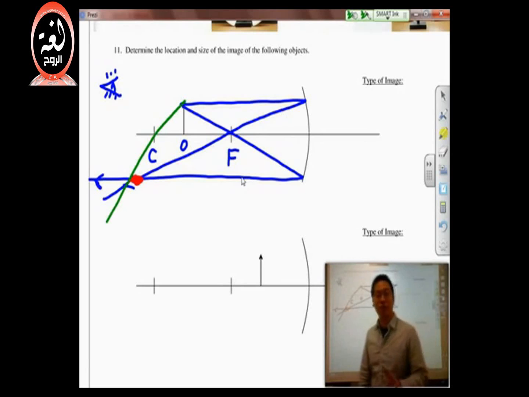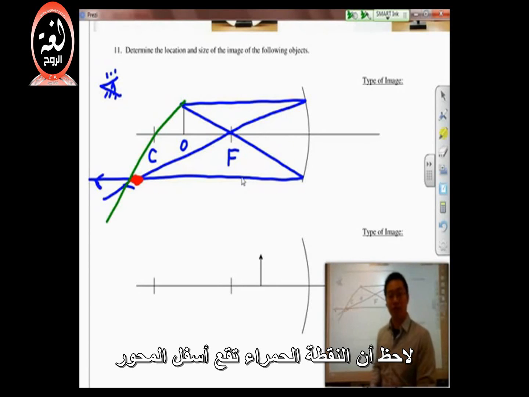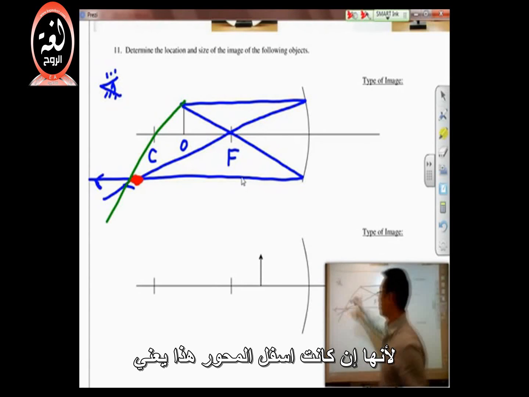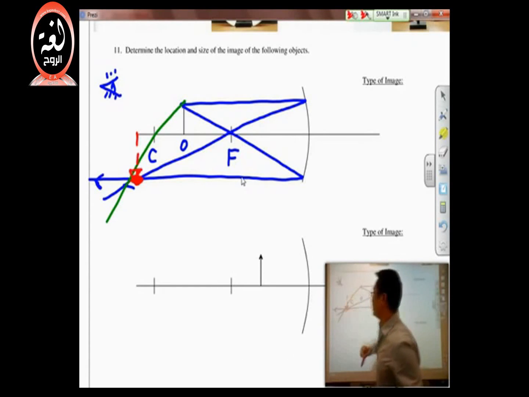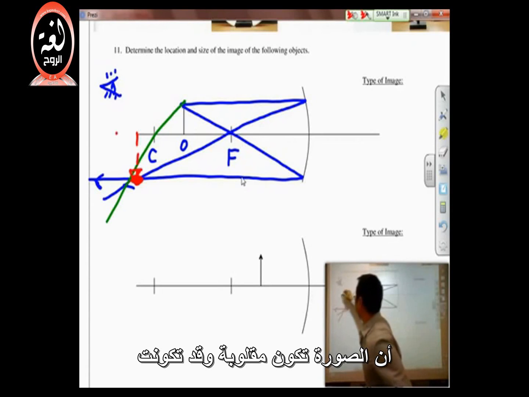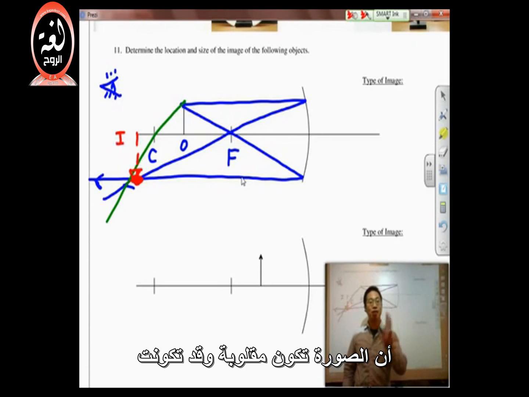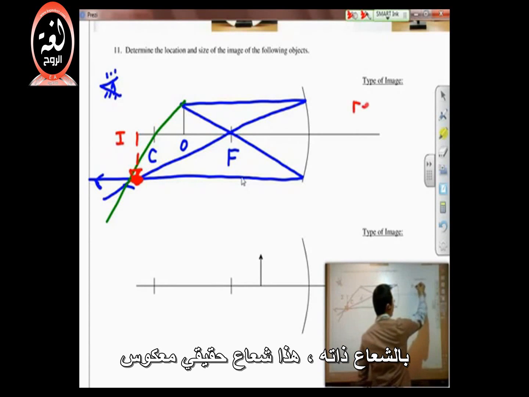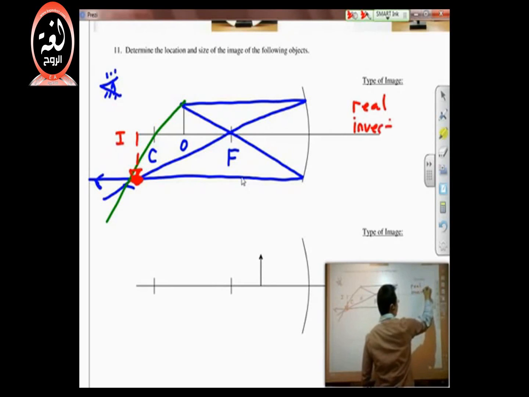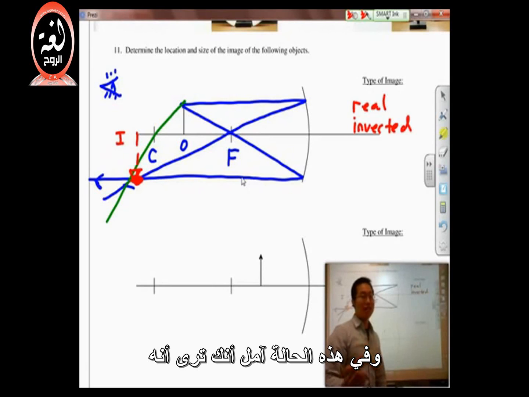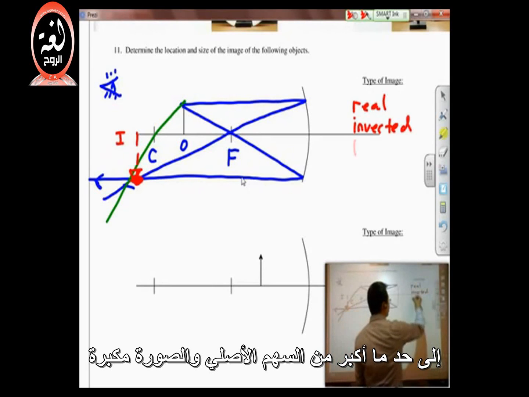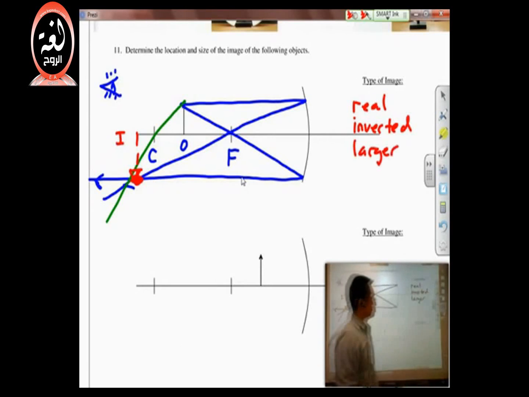And it's slightly off, but it's close enough without a ruler that I can see that this is the approximate location of the image. Now notice the red dot is below the axis. So because it's below the axis, that means that the image is upside down. So here's the image. And of course, because the image is upside down and is created by the rays themselves, this is a real, inverted image. And in this case, hopefully you guys can see that it's slightly larger than the original arrow.